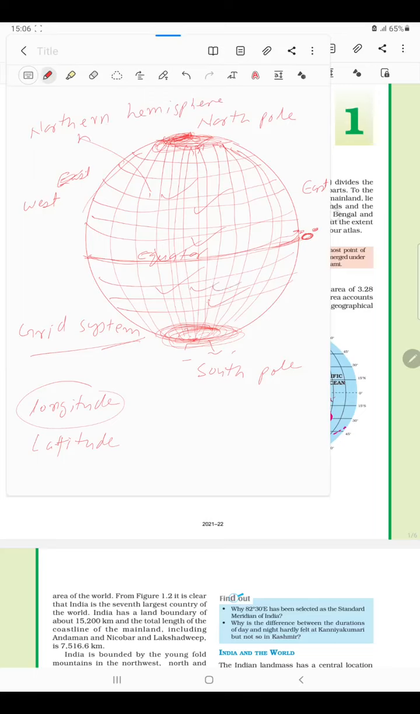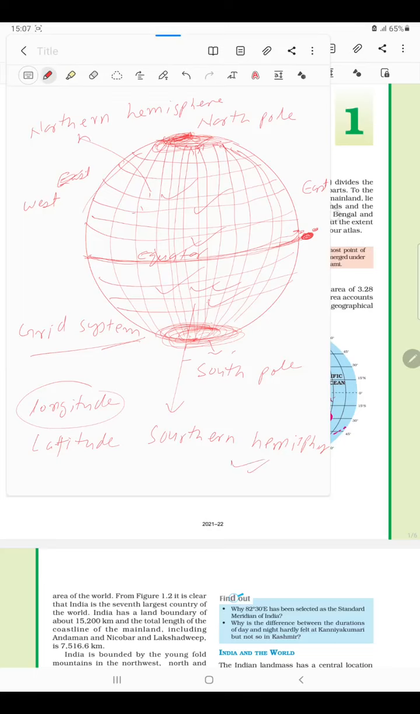And this part is termed as what? Southern hemisphere. Okay, remember these things once. Just listen to this. 0 degree equator divides the globe into two parts. The northern part is termed as northern hemisphere, and the southern part is termed as southern hemisphere. Clear?